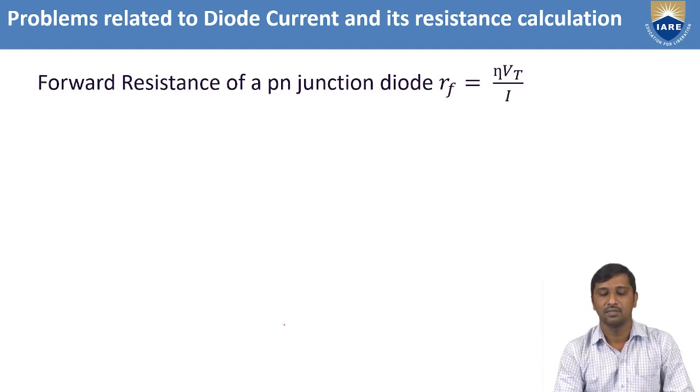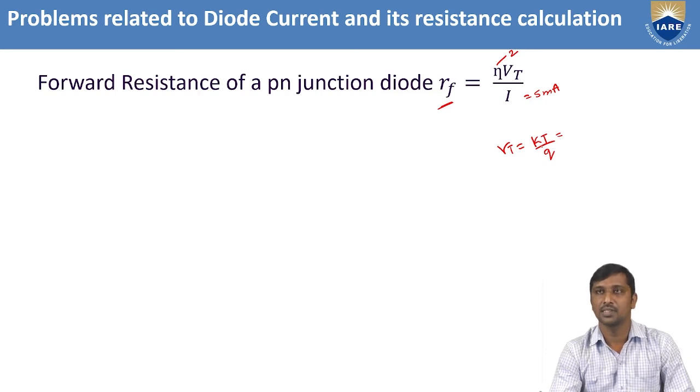We know from this representation that the resistance RF under the forward direction is eta times Vt by I. To determine this resistance, we first identify the parameters specified in the problem. I is given as 5 milliamperes, and the diode type is silicon, hence eta is 2. Now we need to calculate Vt. How to calculate this Vt? Vt is represented as KT by Q.